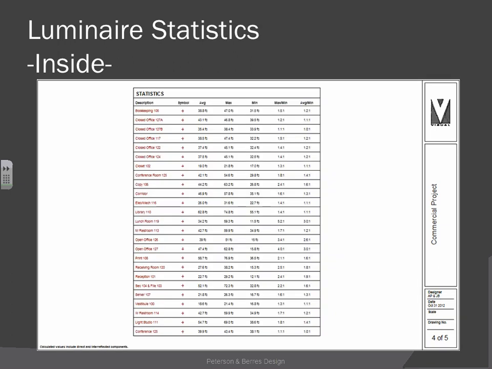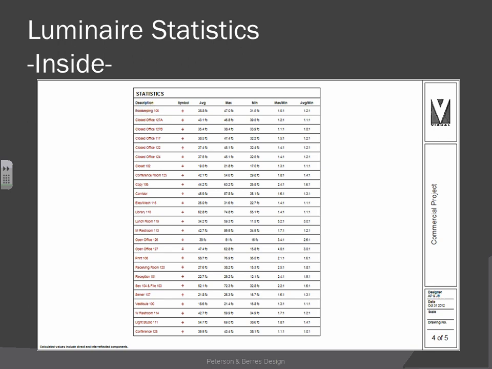Here's some of the statistics on our luminaires for inside. So you can see for the statistics, the average foot candles, max foot candles, minimum foot candles, and then the ratios, max to min and average to min. And for most of them, the max to min was 4:1.